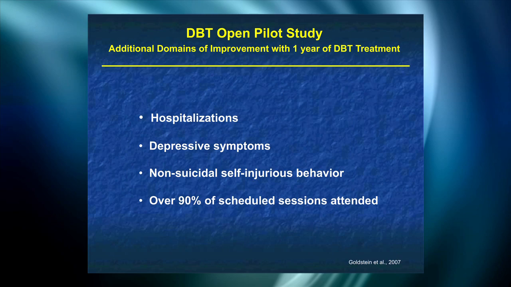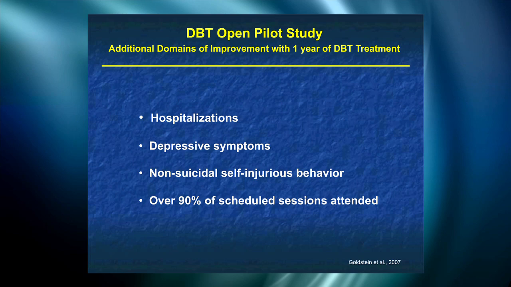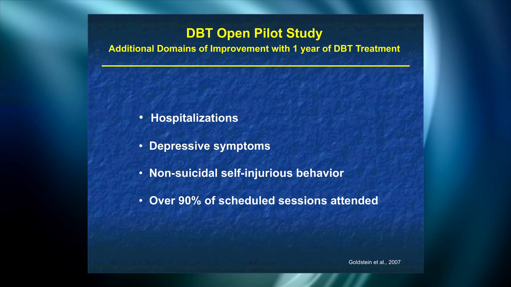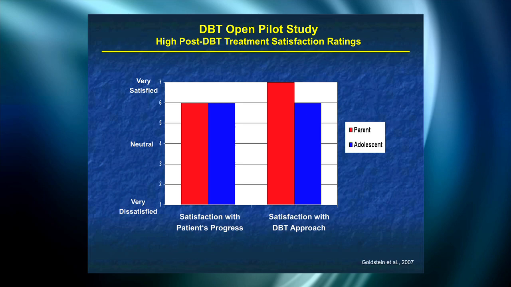And other domains of improvement that were measured over the first year of open label treatment were the number of hospitalizations, depressive symptoms, non-suicidal self-injurious behavior. All of those improved over the course of the year, and over 90% of scheduled sessions were attended, which speaks to the palatability, if you will, of the intervention. And they had high treatment satisfaction ratings.